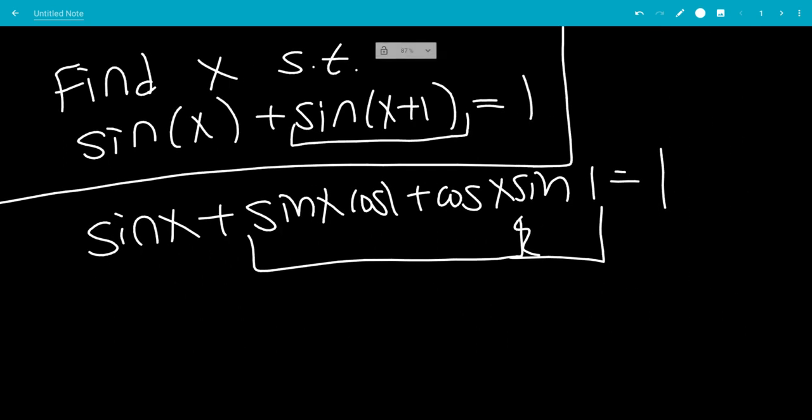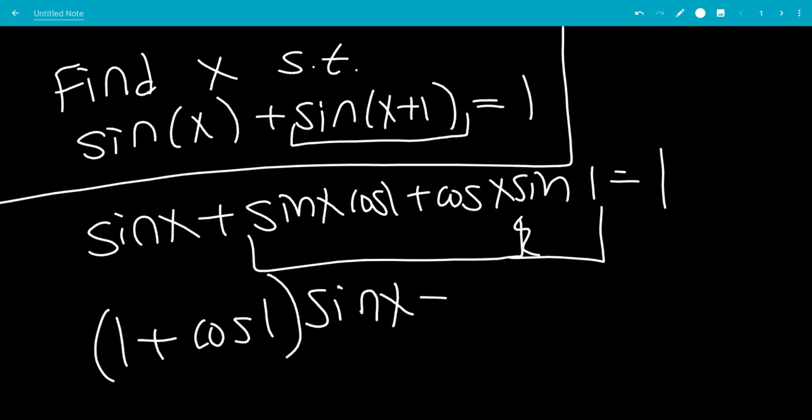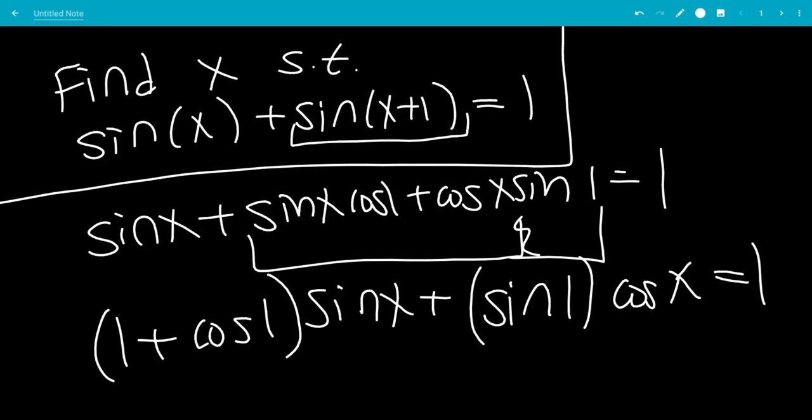So let's factor out a sine x. Taking out sine x, you get 1 plus cosine 1 times sine x. Then we're going to write the sine 1 term in parentheses times cosine x equals 1. Where this will be our a term and this will be our b term. So this is in the form a sine x plus b cosine x equals 1.